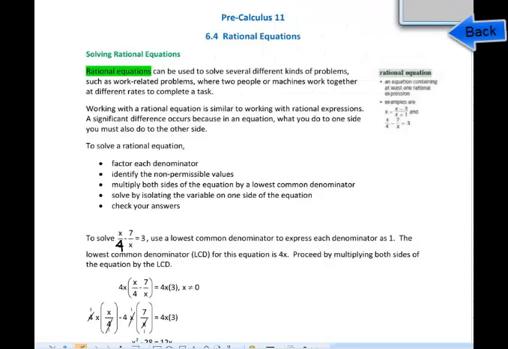Hi, so we're going to be solving rational equations. To just review the steps with you, we factor each denominator, we identify our non-permissible values, we multiply both sides of the equation by a lowest common denominator, and we solve by isolating the variable on one side of the equation. Now, just to remind you, you can get two kinds of equations, at least at this point. One will be linear, and the other can be quadratic. Okay? And then, of course, with solving equations, you should always check your answers.